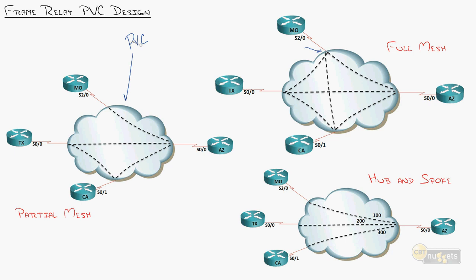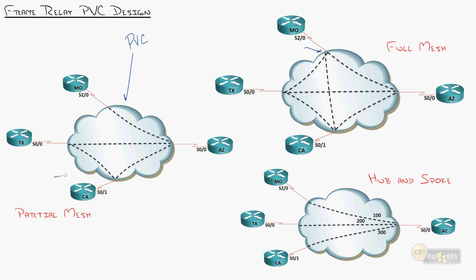Now remember, every single one of these permanent virtual circuits is a recurring monthly charge. Each one connects you between your offices. Each one has its own committed information rate that you can specify as how fast that circuit will go. And each one has its own set of DLCIs, so we can have addressing between the two.